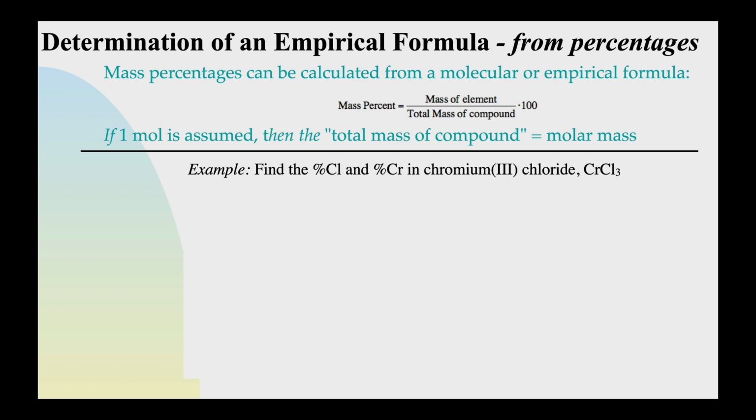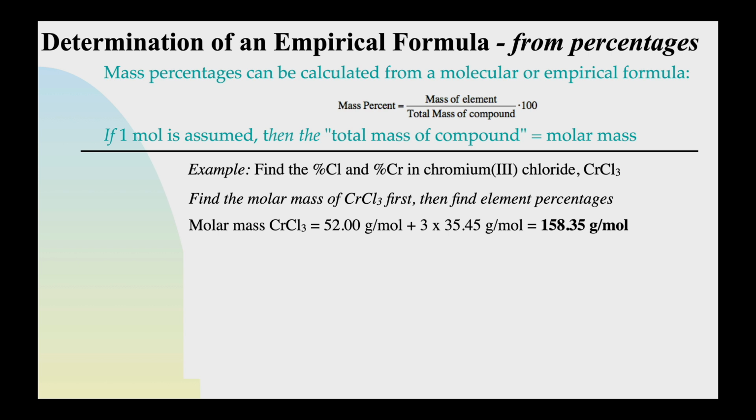So on the periodic table, look up chromium and chlorine, multiply the chlorine by 3 because of the 3 in CrCl3, add them together to give the molar mass. So here's what I did for that. Chromium is about 52 grams per mole, chlorine about 35.45 grams per mole, and there's 3 of them. If you add all of that together, you get 158.35 grams per mole. That's the molar mass of chromium(III) chloride.